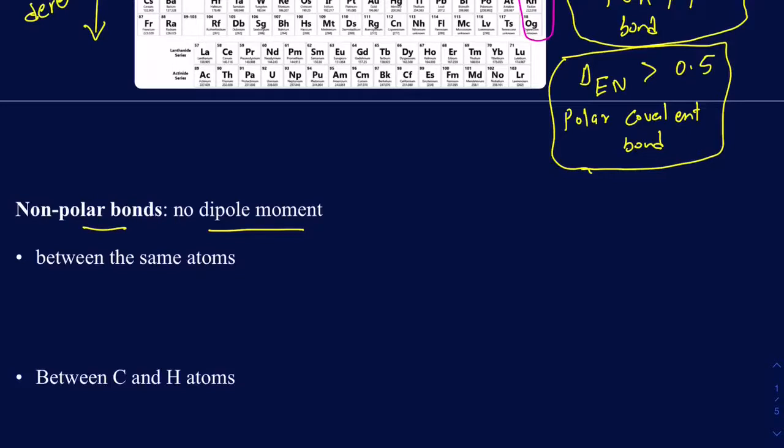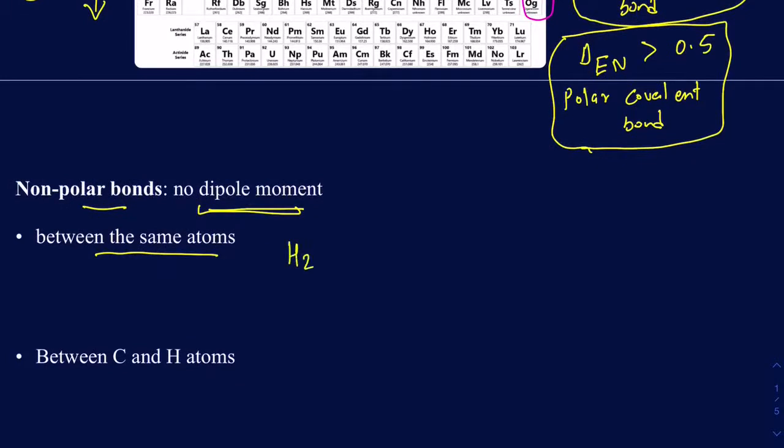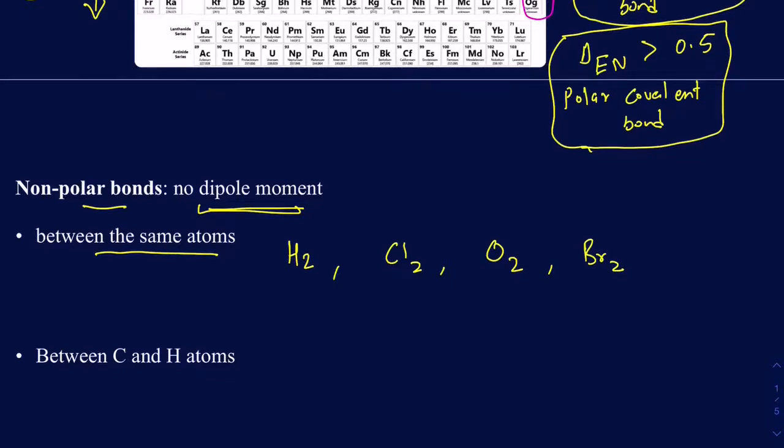You will not have any dipole moment when you're making a bond between the same atoms. For example, we talked about hydrogen. The hydrogen-hydrogen bond is going to be nonpolar because both hydrogens have the same electronegativity. Or Cl2, it's going to be nonpolar. And O2, that's going to be nonpolar. Or Br2, that's going to be nonpolar. So if you see a bond that's made between the same atoms, or a carbon-carbon bond, it's also going to be nonpolar.